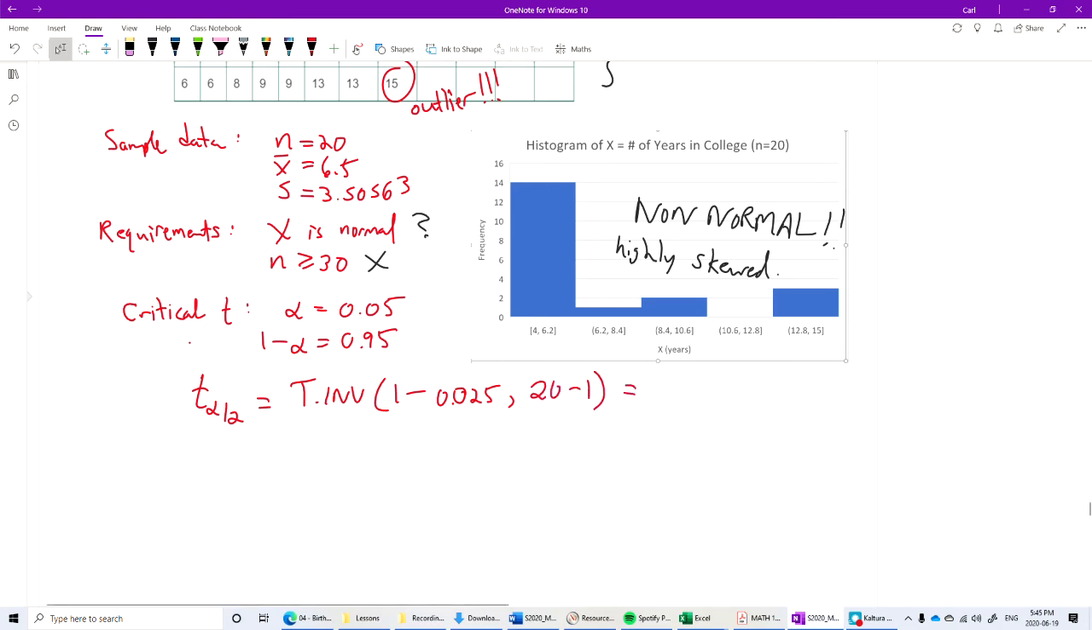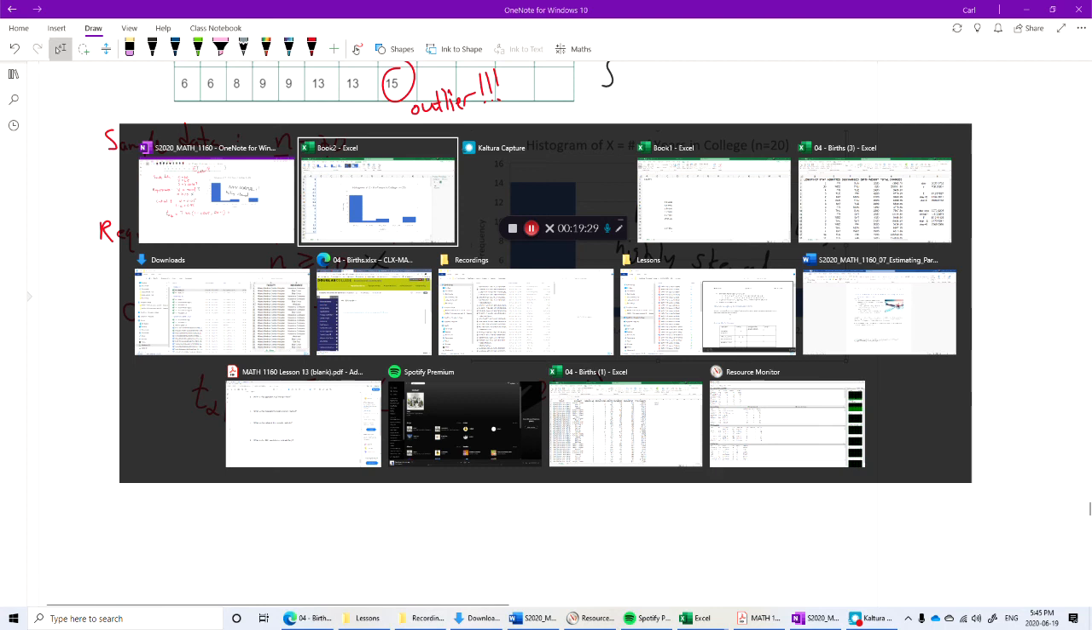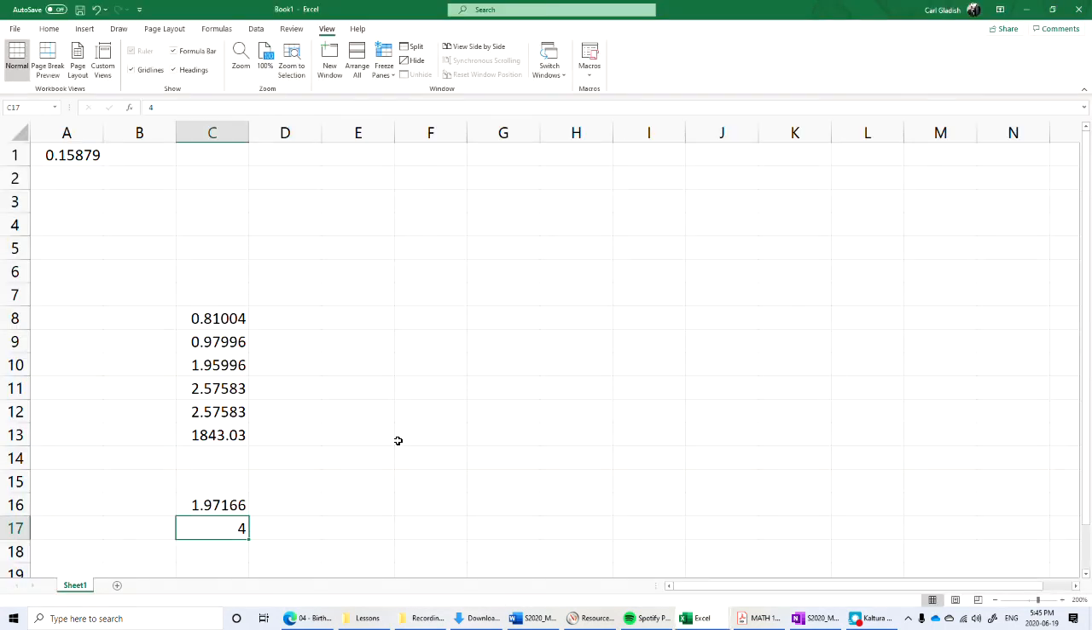So what do I get? This is going to be quite a large t-value because it has a small sample size. T.inv of 1 minus 0.05 divided by 2, 20 minus 1. So a large t, 2.09, 2.09302.